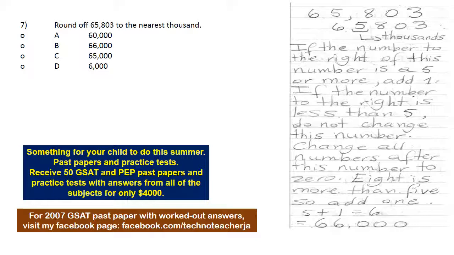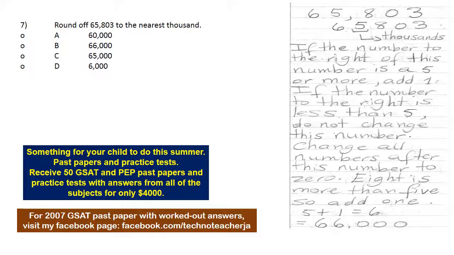Next, you are going to change all the other numbers, that is the numbers in the hundreds position, in the tens position, and in the ones position, to 0. You are going to change all the numbers following the number in the thousands position to 0.